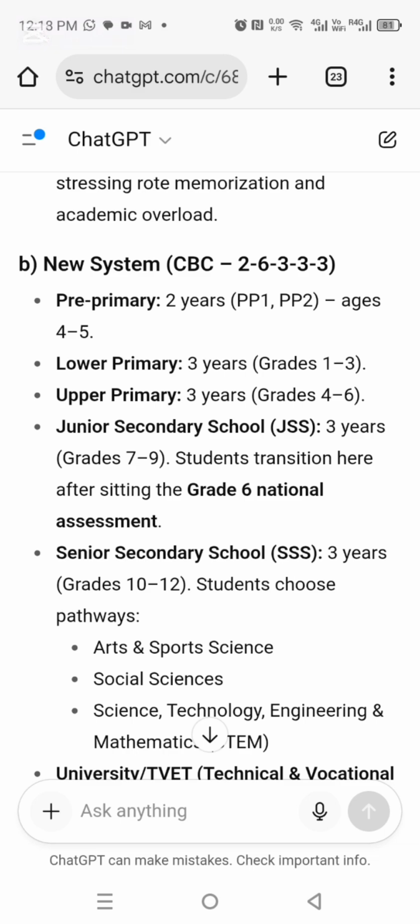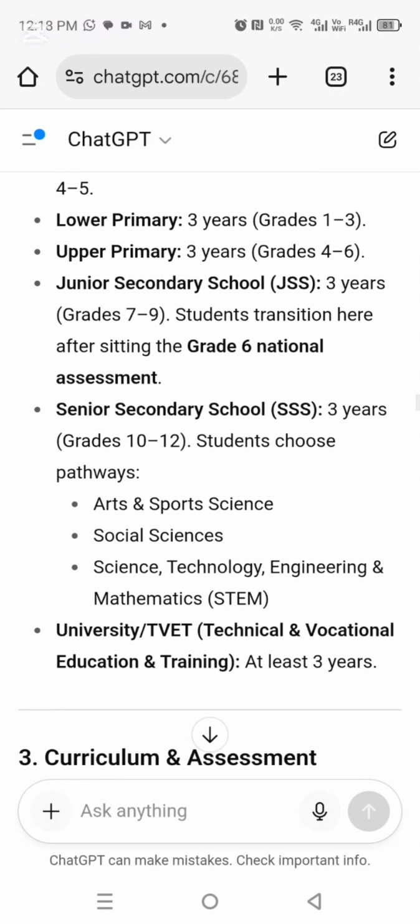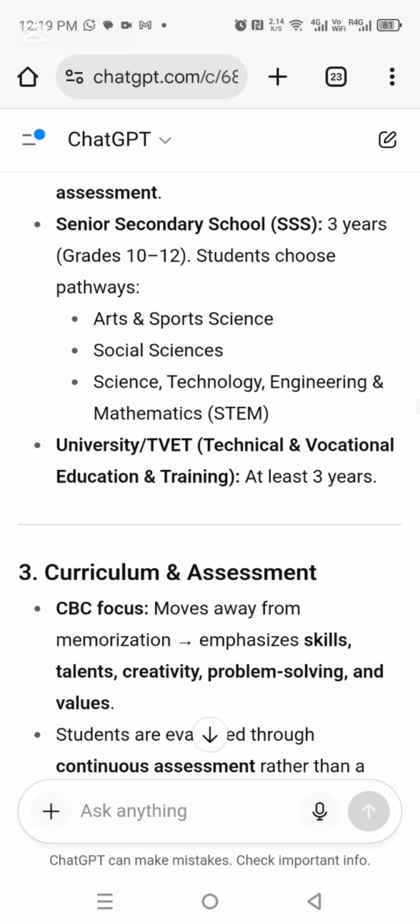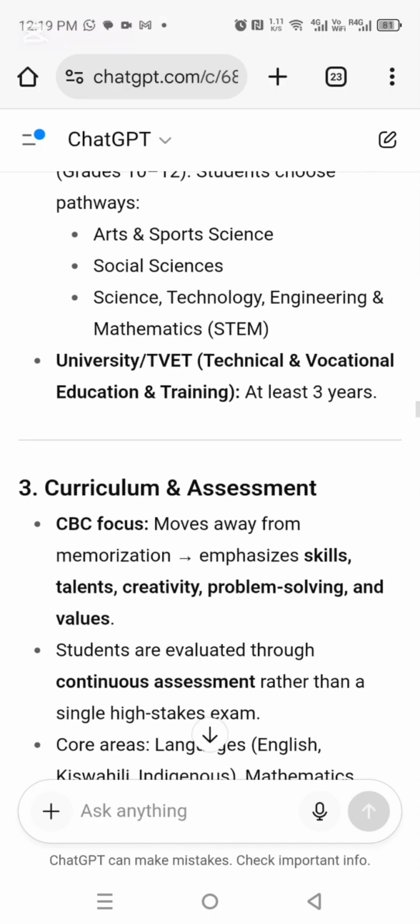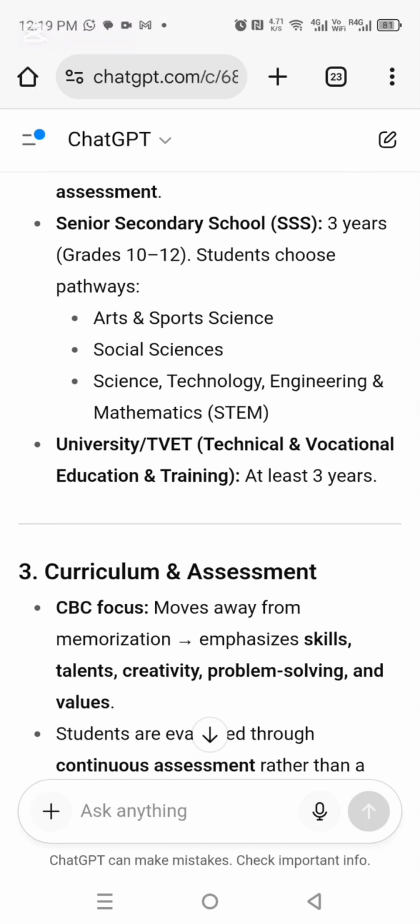So there's the lower primary for 3 years, grade 1 to 3. I think that is for 5 to 8 years. Then the upper primary from 8 to 11. Then let's just say from 6 to 11 years is the lower and upper primary. Then there is the JSS, which is 3 years. Then there's the national assessment where they go to the senior secondary school, which is 3 years, and then I think the university institution for 3 years. I don't know if I got it correct. Yeah, hopefully. Although I was like, there's like 6 years missing here.